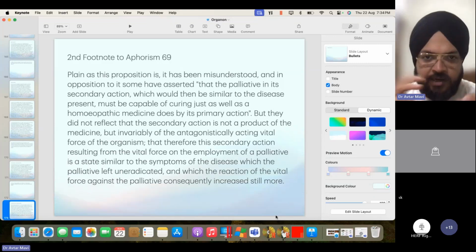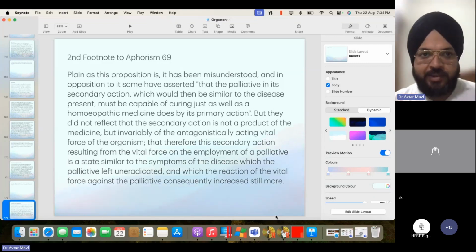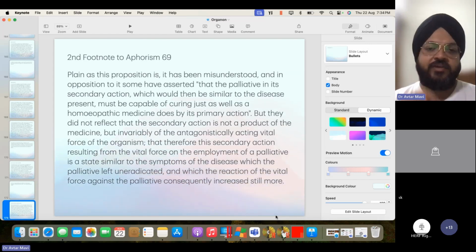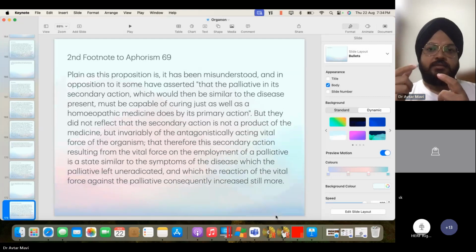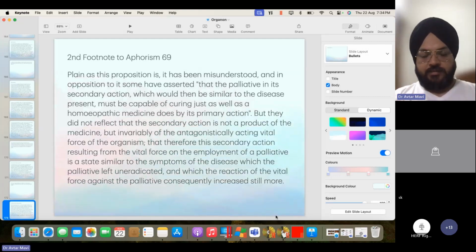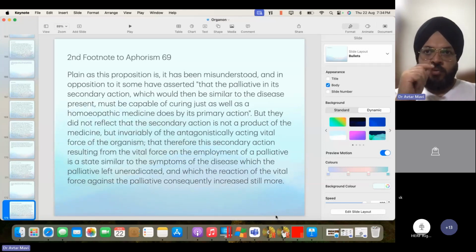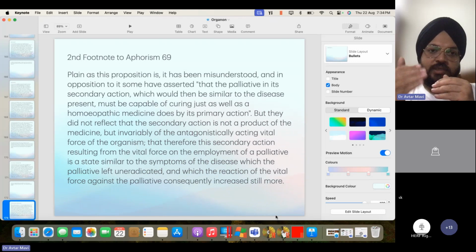So many people, again, the letters would keep coming. Some asserted that even if we give a palliative whose secondary action is similar to the disease present, that should cure the disease. When a palliative, for example opium, is given for the pain, and then the pain increases afterwards, they are saying that because the pain increases, it is a similar action.